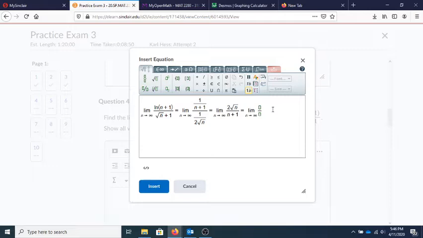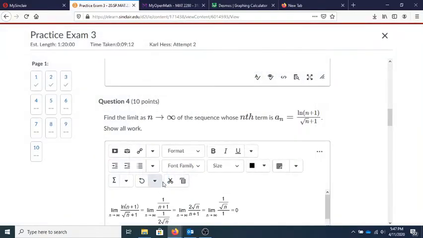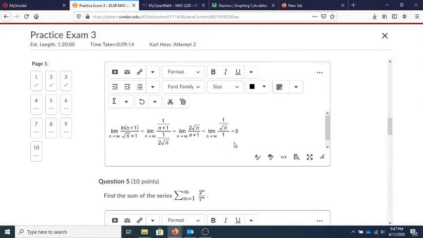So the derivative of the top, here the 2's would cancel, and I would actually just get the fraction 1 over square root n. The derivative of the bottom is 1. Alright, now I can clearly see that as n goes to infinity, this fraction is going to 0. Alright, so I'll click Insert, and there's my work and my answer for problem 4. Click outside the box, and now we've got a check mark for 4.